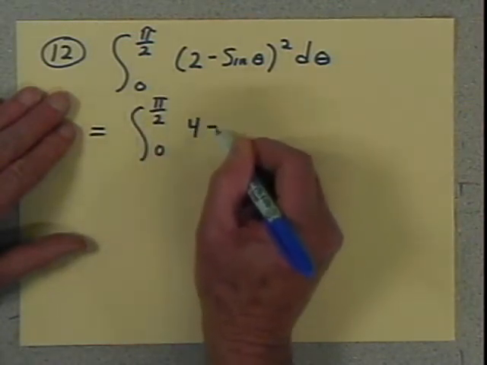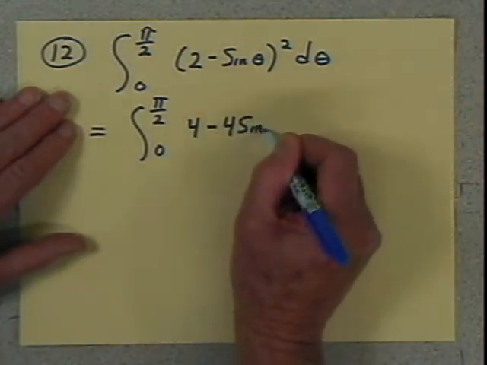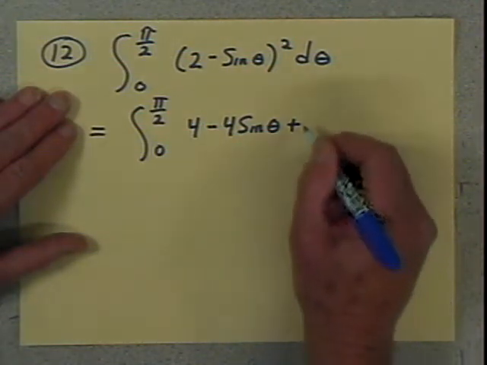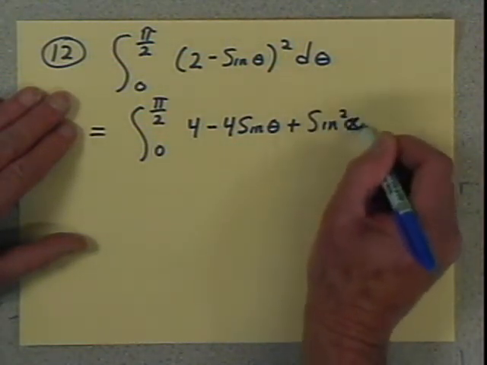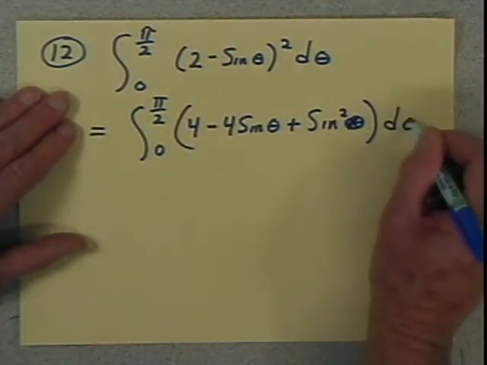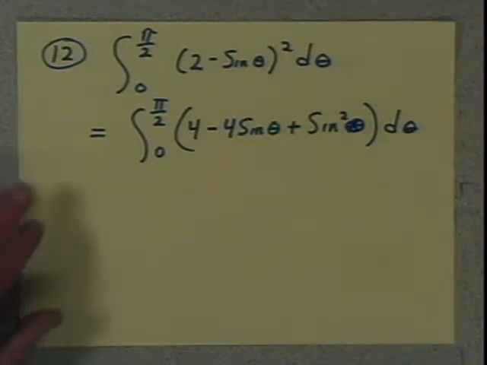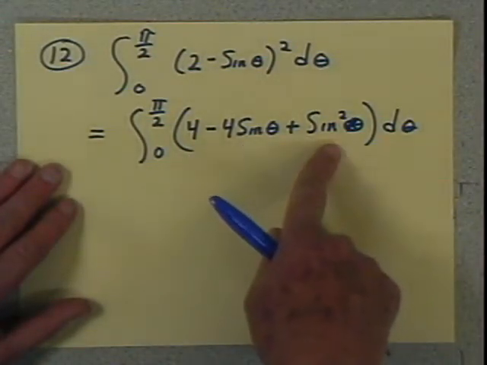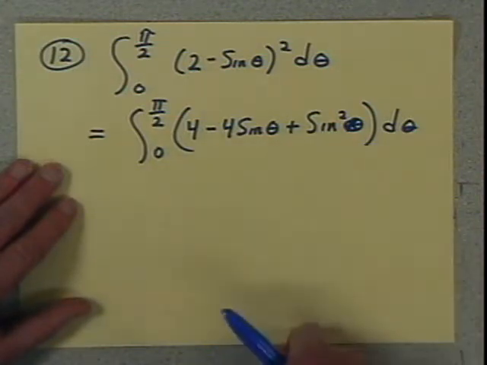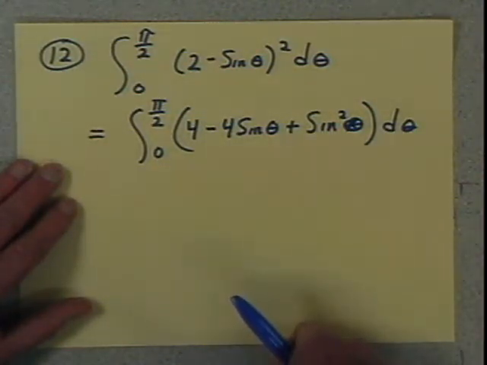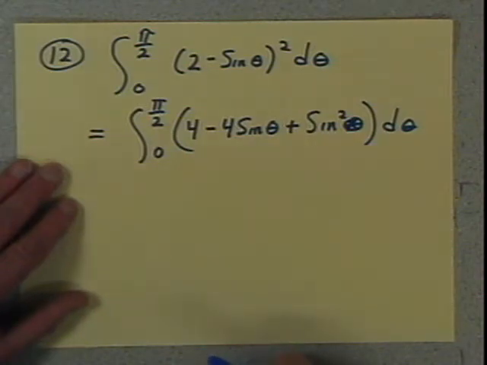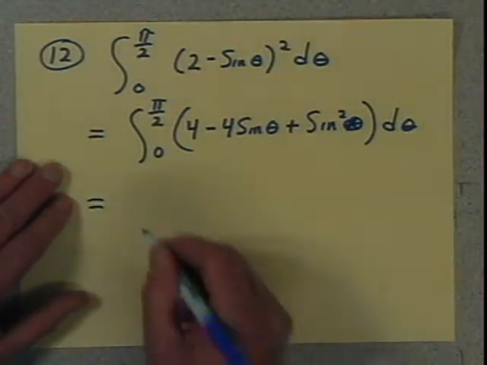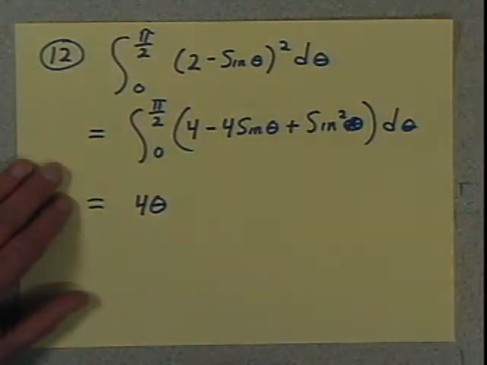So it'd be 4 minus 4 sine theta plus sine squared theta, and then d theta. Okay, now the question is, can I do each of these pieces? I can, except the square doesn't thrill me, because I remember you got to use that power reducing formula, which is often referred to illegitimately as a half angle formula. Okay, what's the antiderivative of 4? 4 theta. Yeah. What's the antiderivative of 4 sine theta?